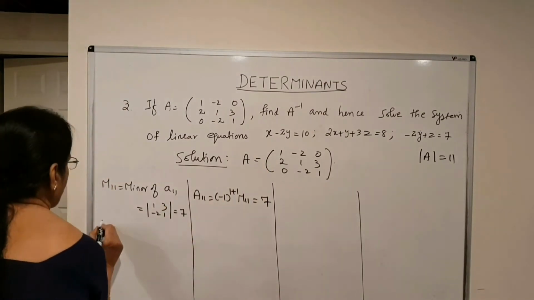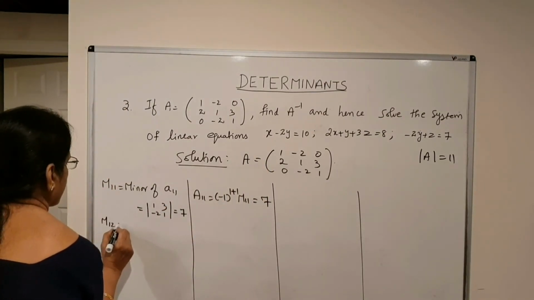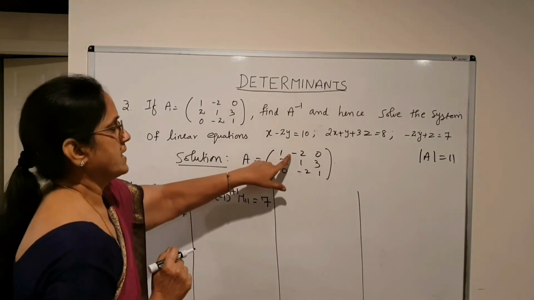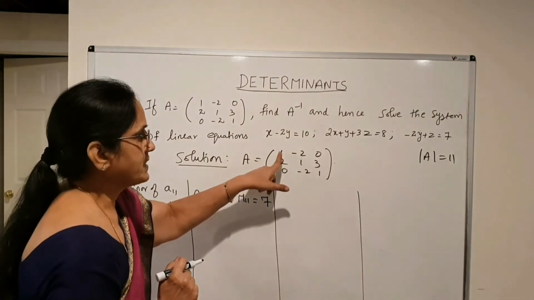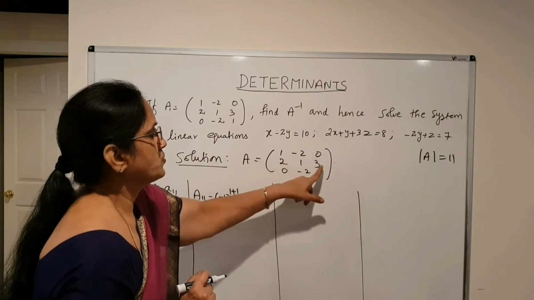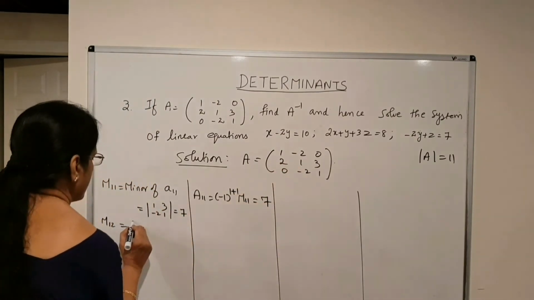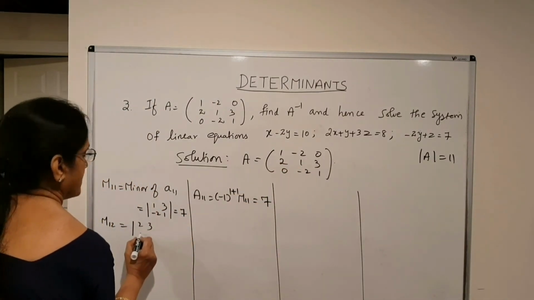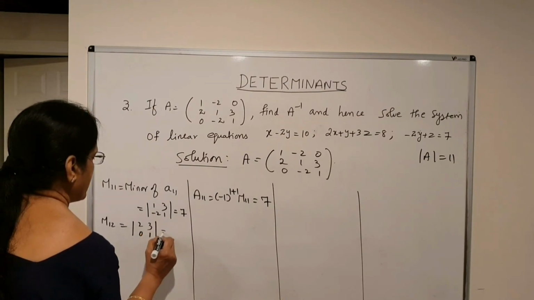Now coming to M12. That will be minor of the element A12. So leaving the first row and second column I'm left with 2, 3, 0, 1. So determinant 2, 3, 0, 1. This will be just 2.